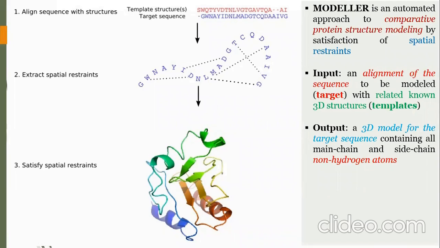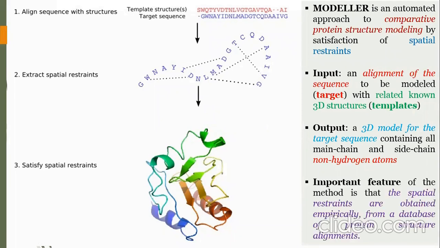So after that, the important feature of the method is that the spatial restraints are obtained empirically from a database of protein structures. We will be having a database, and from that database, we can get protein structures.